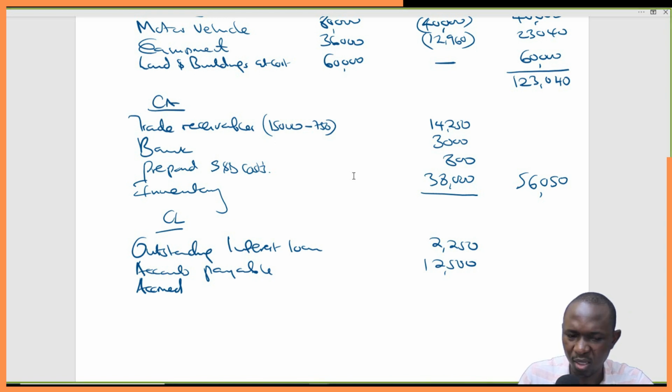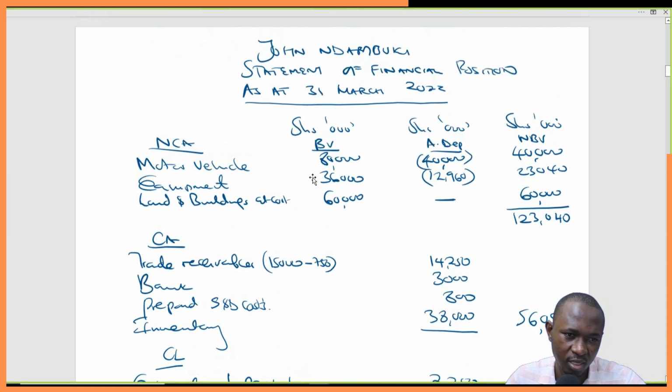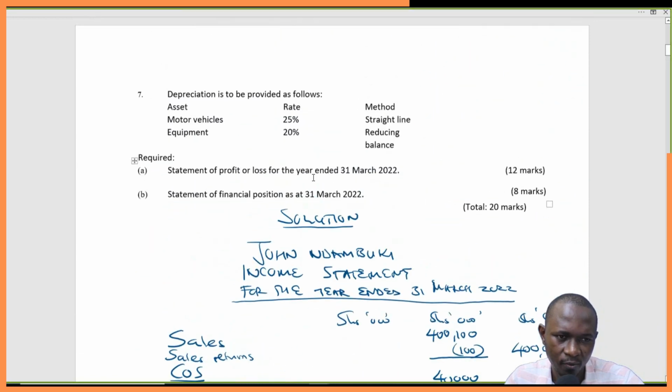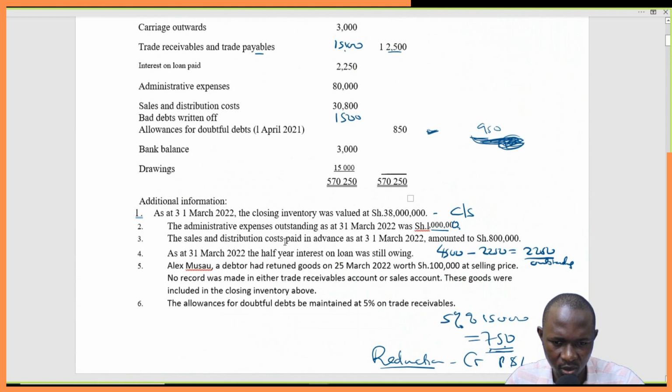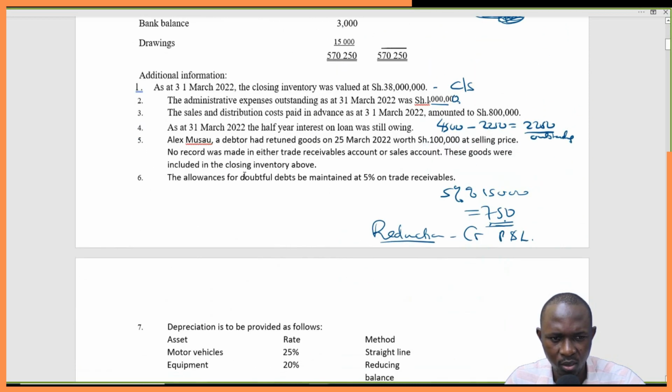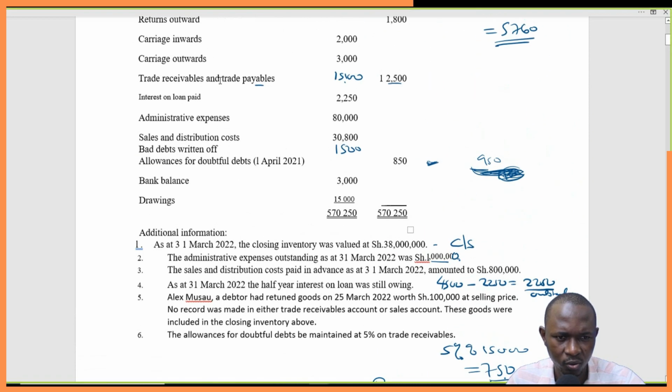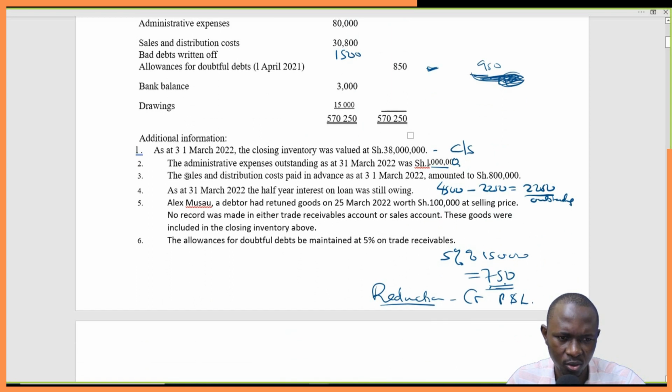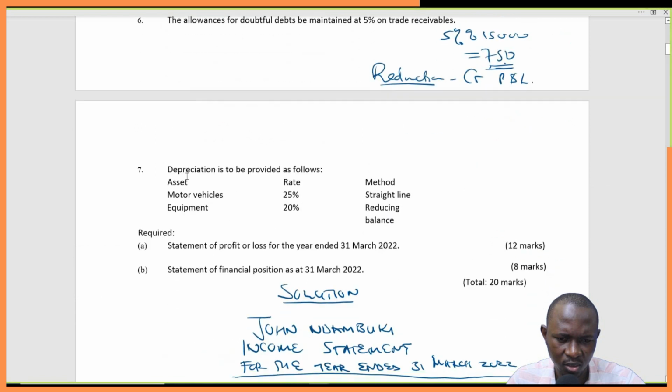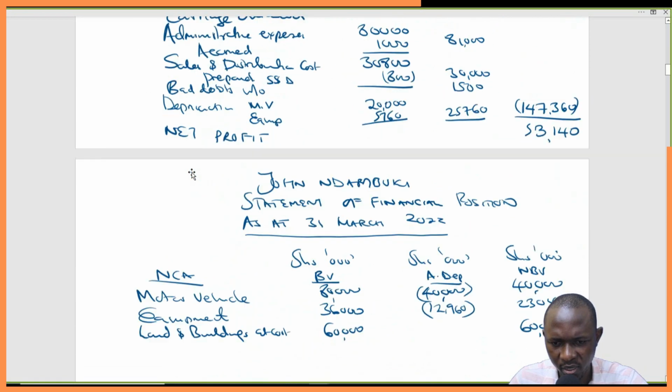Accrued what? Admin expenses, administrative expenses. That is 1,000. It's 1 million, but the zeros are restricted, so it becomes 1,000 equivalent. Then we continue. Trade payables, admin, allowance for bad debts. Okay, I think we are done.